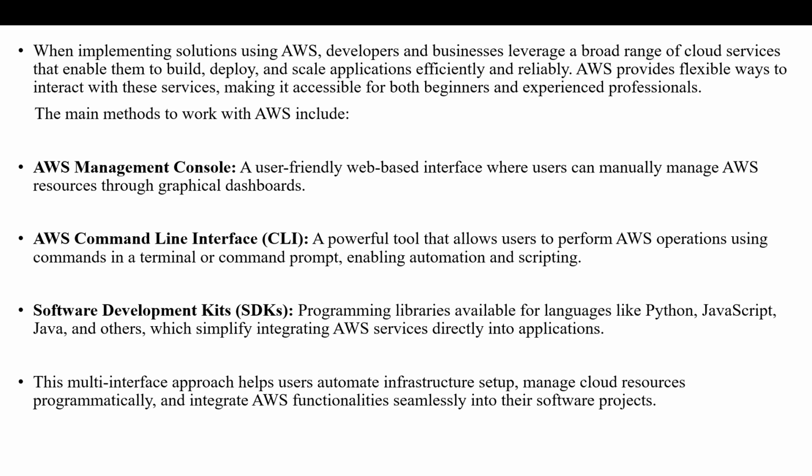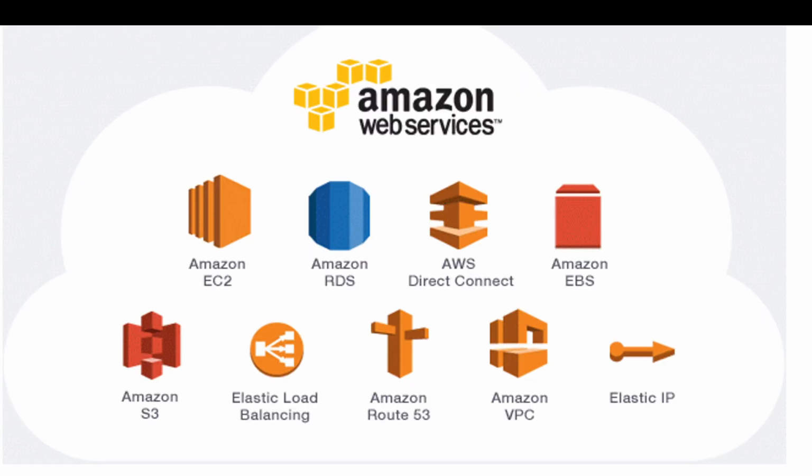Software development kits, also called SDKs, are programming libraries available for languages like Python, JavaScript, Java, and other programming languages as well, which simplify integrating AWS services directly into applications. This multi-interface approach helps users automate infrastructure setup, manage cloud resources programmatically, and integrate AWS functionalities seamlessly into their software projects.